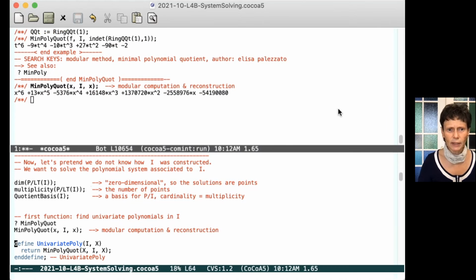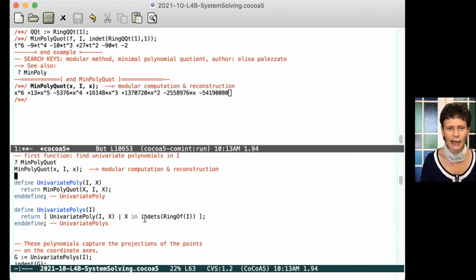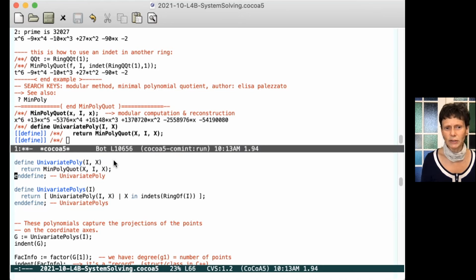But just to give you an example, in our case, if I ask for the minimal polynomial of x, written in the indeterminate x, it is this polynomial of degree 6. I'm not explaining here why we need 2, because the function is very general, not just for indeterminates. We want a nicer syntax, so we make a handy function called univariate polynomial, which, given the ideal I, returns MinPolyQuot of x, I.